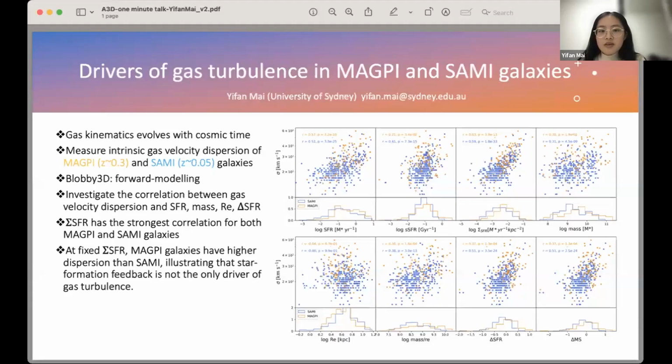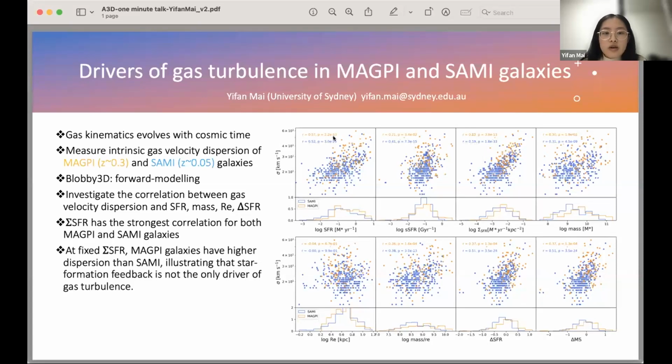My screen. So, hello everyone, my name is Yifan. My research topic is the driver of gas turbulence in MAGPI and SAMI galaxies. Gas kinematics evolve with cosmic time, and play an important role in galaxy evolution. In my research, I measured the intrinsic gas velocity dispersion of MAGPI galaxies, average z of 0.3, and compared it to SAMI galaxies, average z of 0.05, to see the evolution of galaxy gas velocity dispersion and how it relates to galaxy properties.